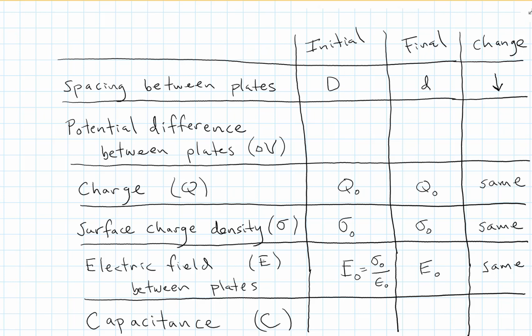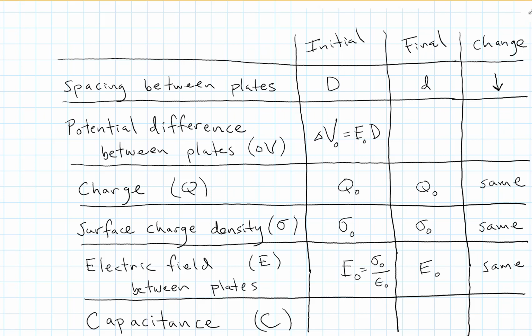Let's take a look. What do you want to do next? How about potential difference between the plates? So we charge them up to a certain potential difference. Let's call it delta V naught. And we know that those two plates have an electric field between them, and they're separated by a distance d. So the potential difference has to equal the electric field between the plates multiplied by the distance between the plates.